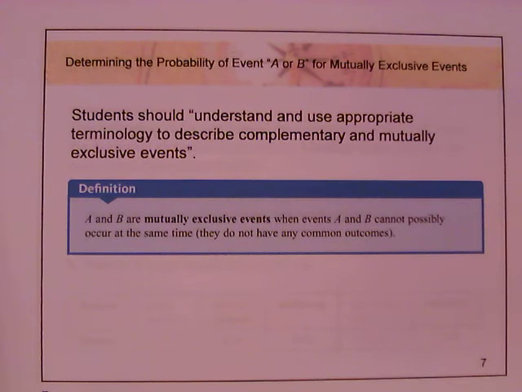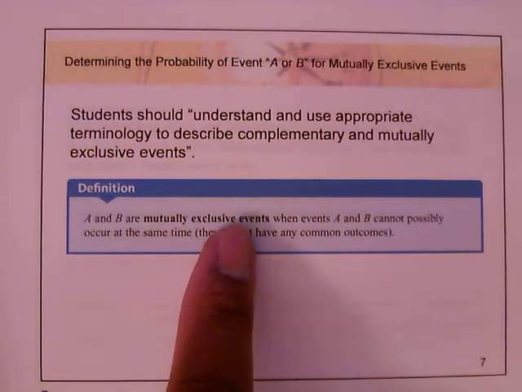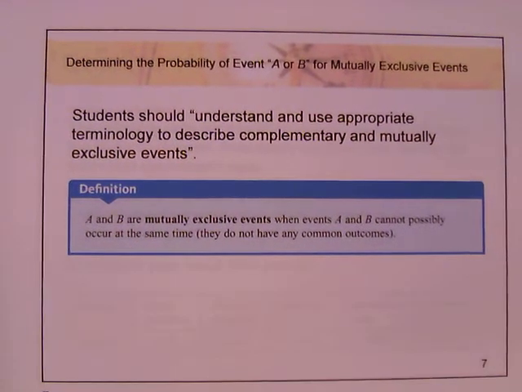Okay. Now, an elementary mathematics student should understand and use appropriate terminology to describe complementary and mutually exclusive events. Now here's the definition of what mutually exclusive events are. A and B are mutually exclusive events when events A and B cannot possibly occur at the same time. In other words, they do not have any common outcomes. So A has nothing in common with B. No common outcomes.